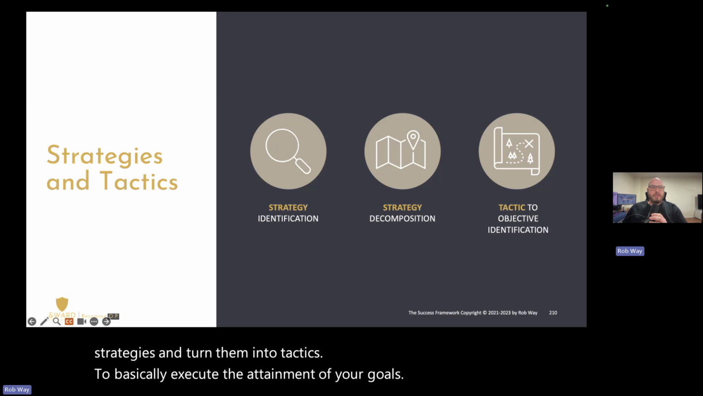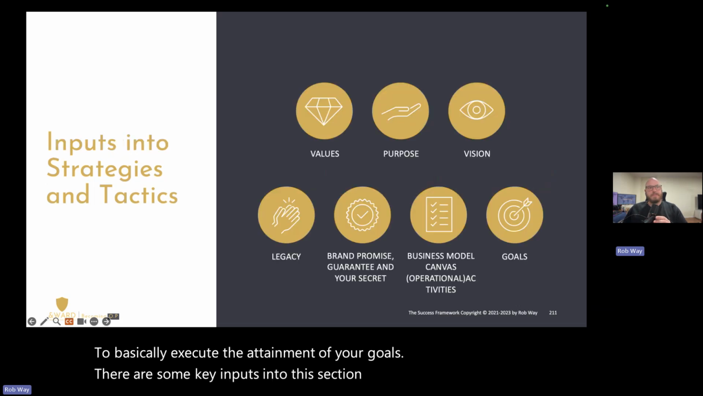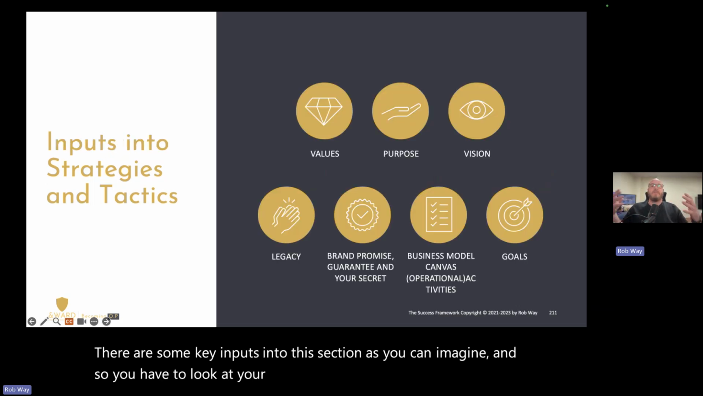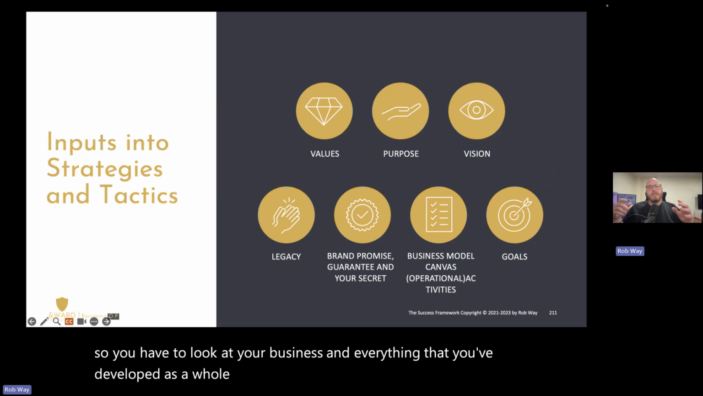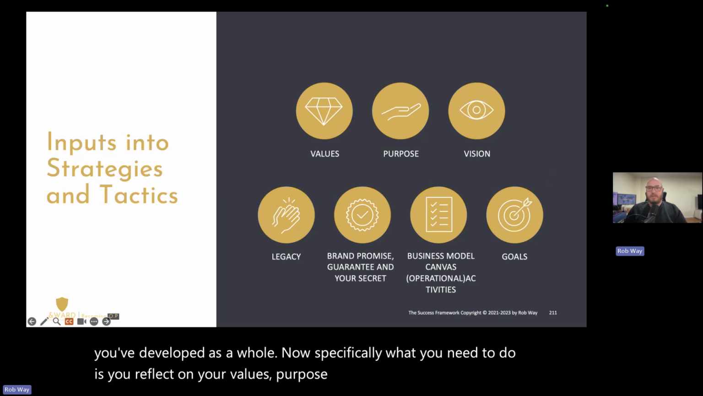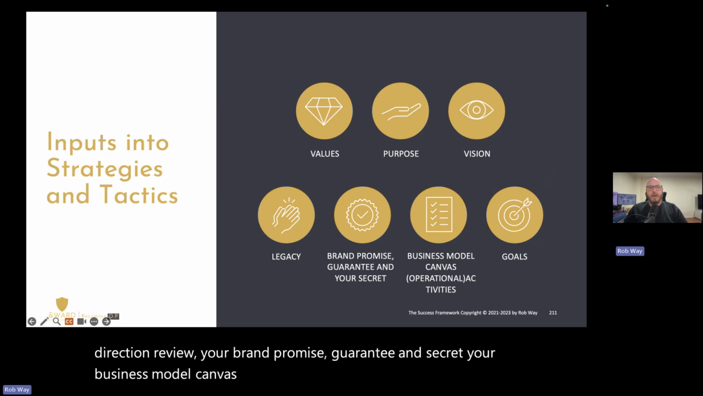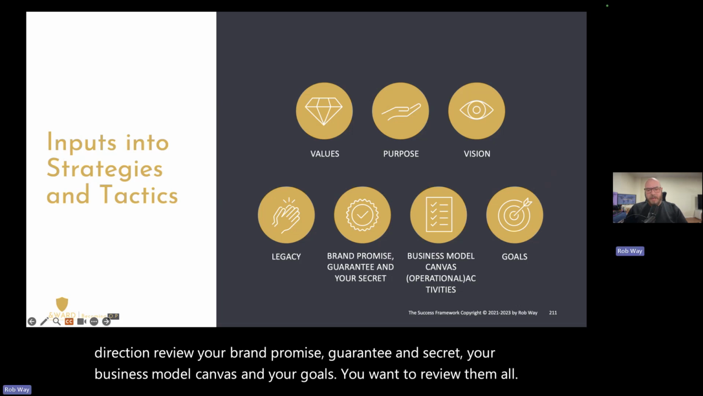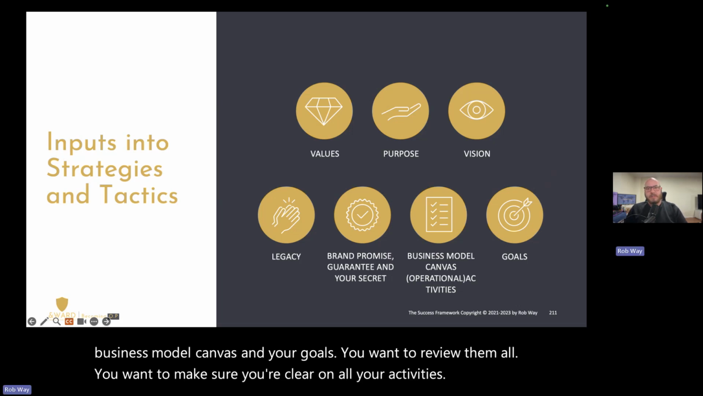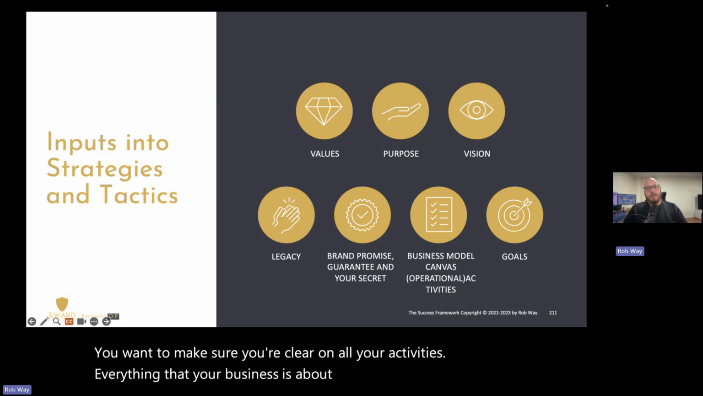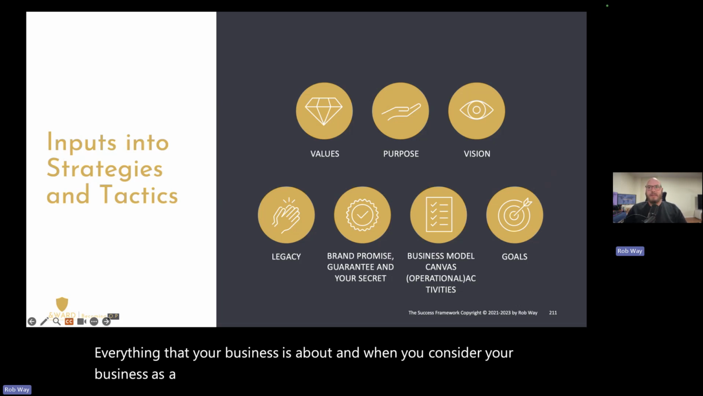There are some key inputs into this section, as you can imagine. And so you have to look at your business and everything that you've developed as a whole now. Specifically, what you need to do is reflect on your values, purpose, vision, your legacy, so your direction. Review your brand promise, guarantee, and secret, your Business Model Canvas, and your goals. You want to review them all. You want to make sure you're clear on all your activities, everything that your business is about.